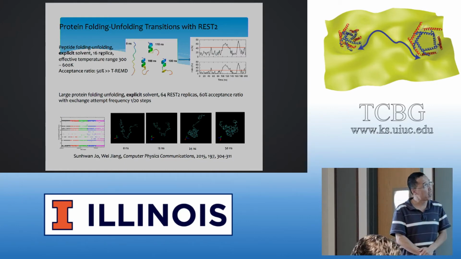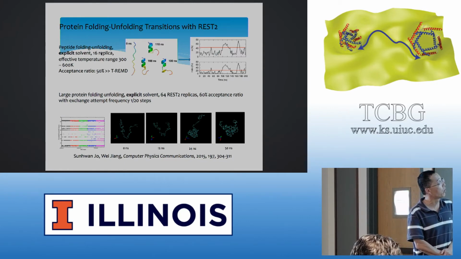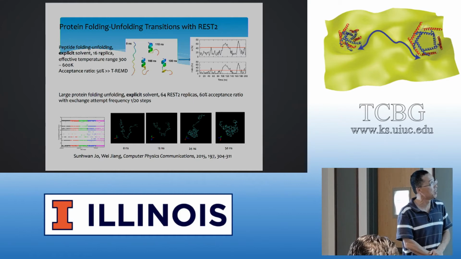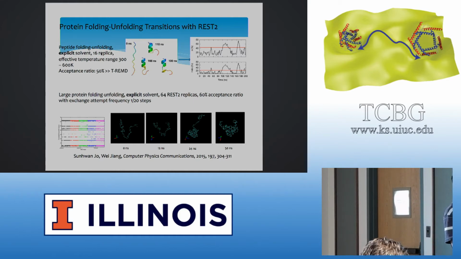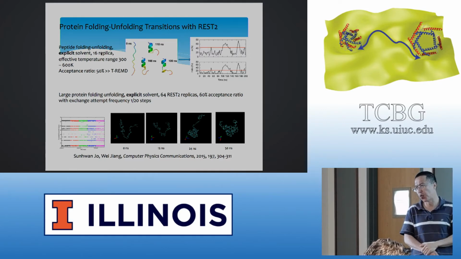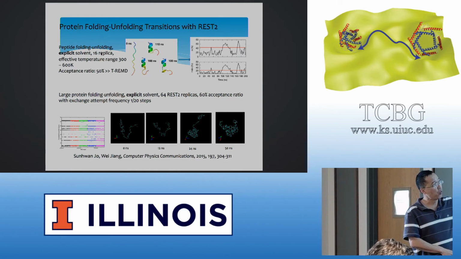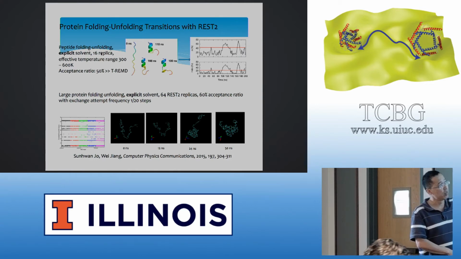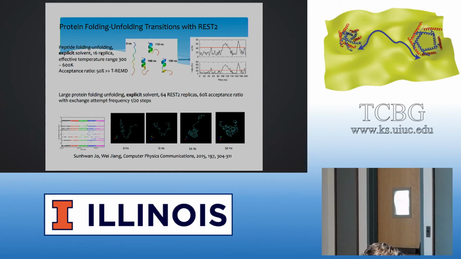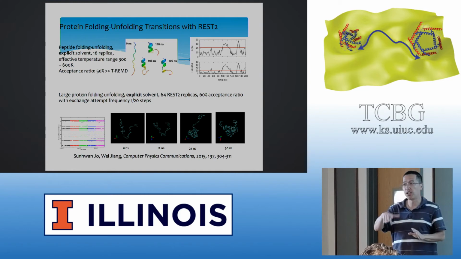This is the first application of REST2 for protein folding and unfolding transitions. The system is an AAQAA system. It has a total of 15 residues, around 200 atoms. This system has a very good experimental result. Look at here, this curve, those red curves. These are the experimentally measured helix content.